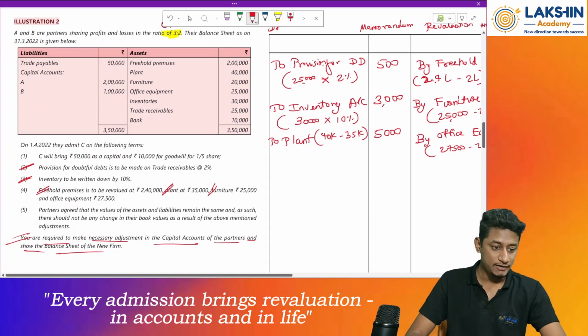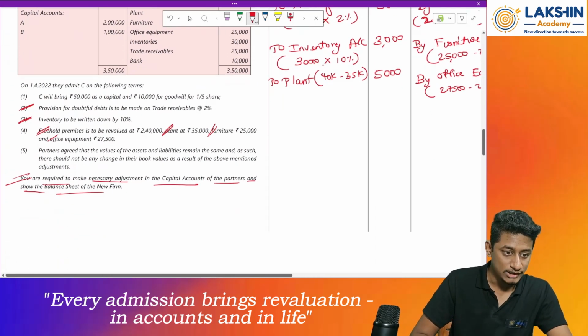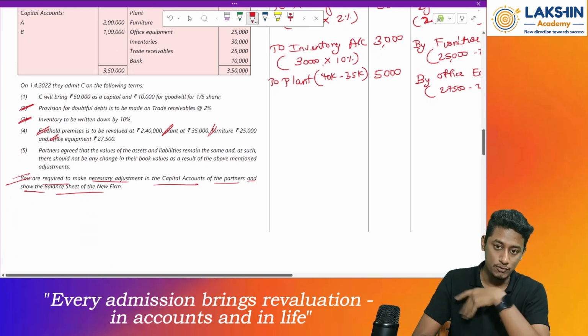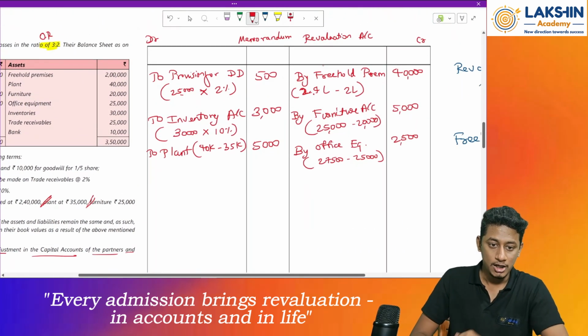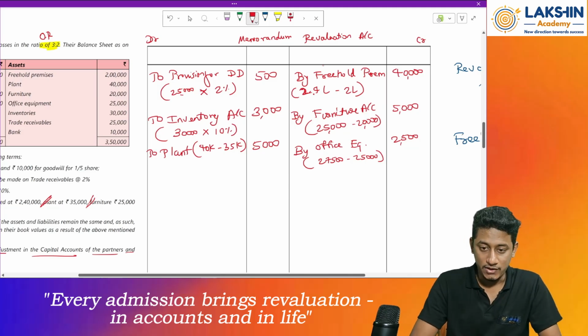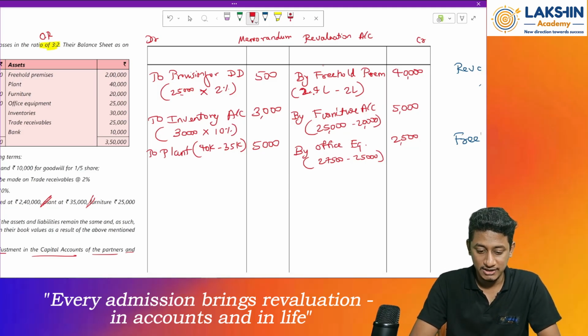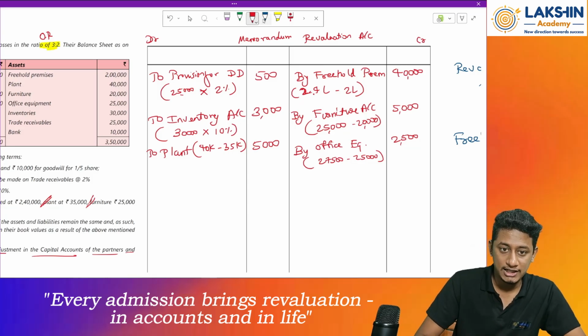Okay. Are we done with all the entries? Yes. So what to do with the last one? Fifth entry I will tell you what to do. But before that, close the revaluation account. How will I close this? By balancing it. Rupees 40,000 plus rupees 5,000 plus rupees 2,500 minus 500 minus 3,000 minus 5,000. That will be rupees 39,000.